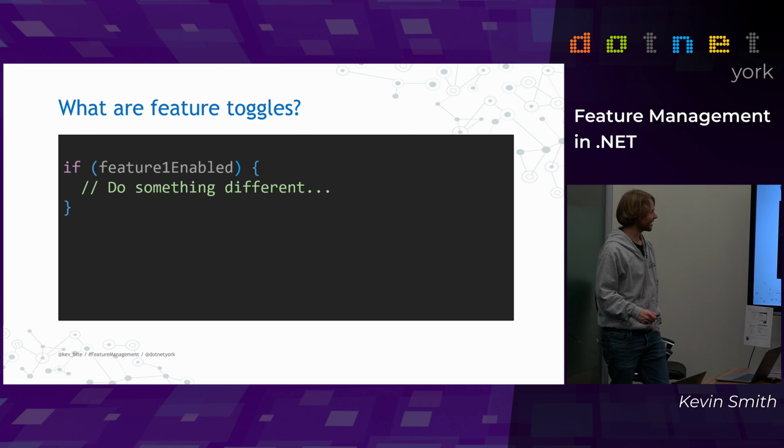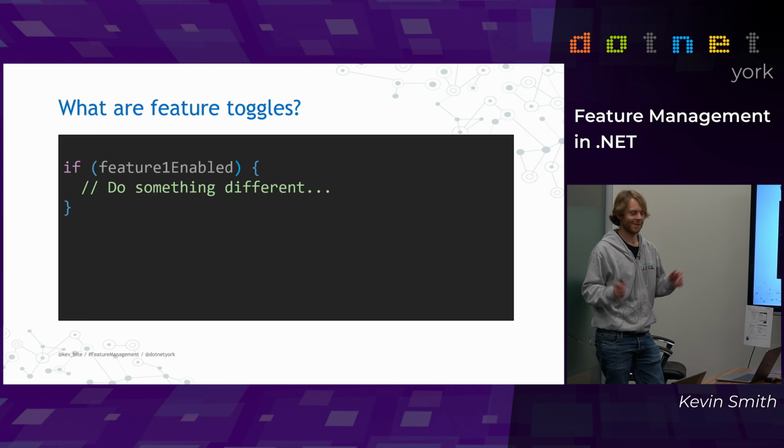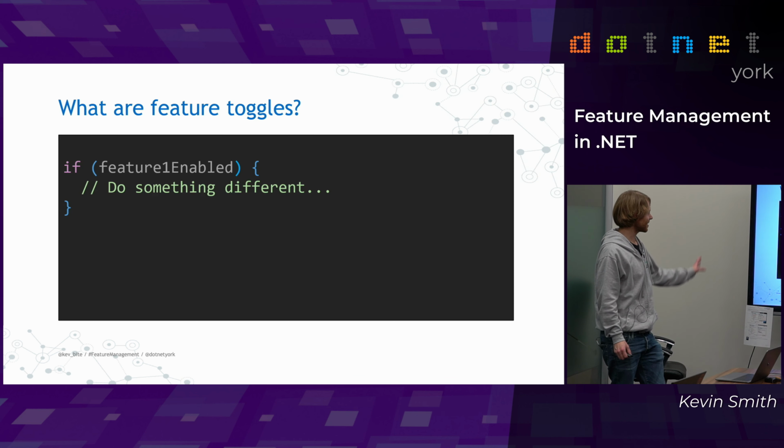So to start with, for people who don't know what feature management, feature toggling, feature switching is, there are lots of different terms for it. It's pretty much just an if statement. So we just say if feature one, or any feature, is enabled, then we do something different. And that's pretty much it. That's my talk. There are actually a lot of different ways we can toggle different types of features.